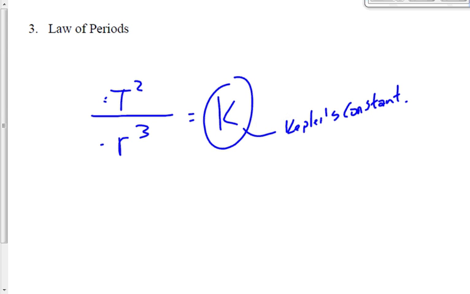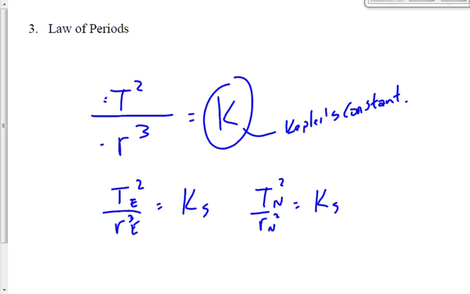So if we say T squared over r cubed for the Earth, we're going to get Kepler's constant for the sun. If we say T squared over r cubed for, let's say, Neptune, we're going to get Kepler's constant for the sun. And Kepler's constant for the sun is the same value always.